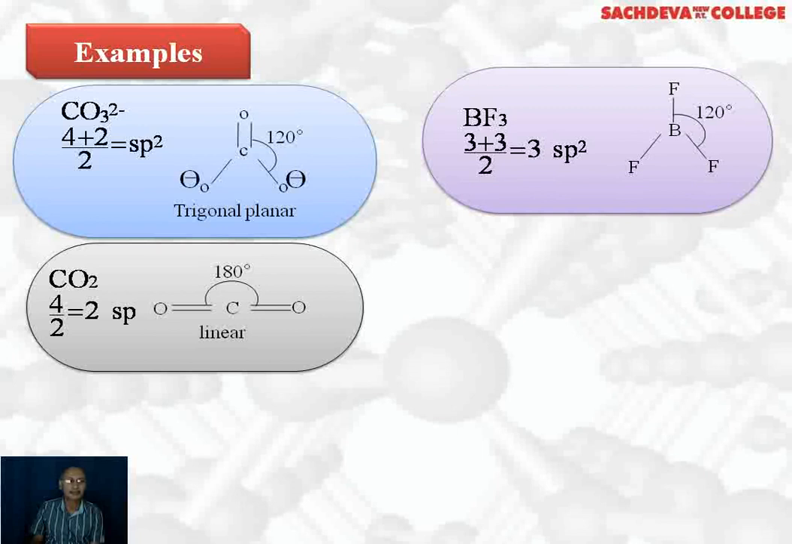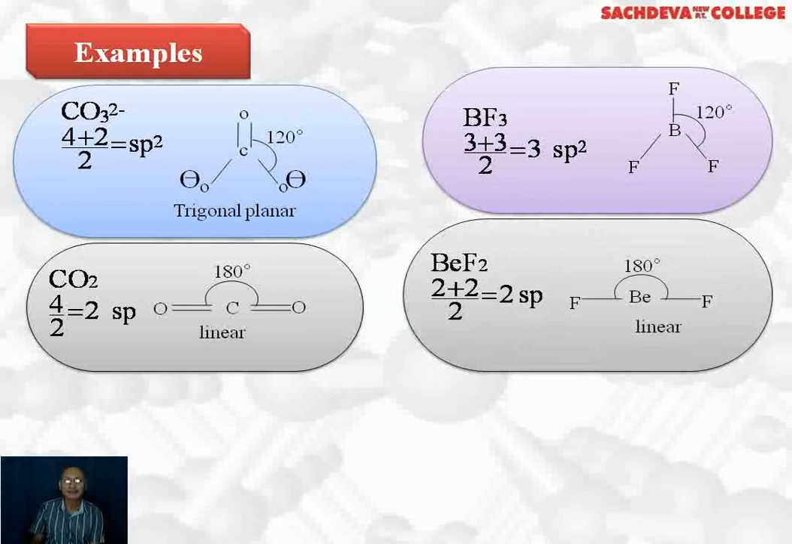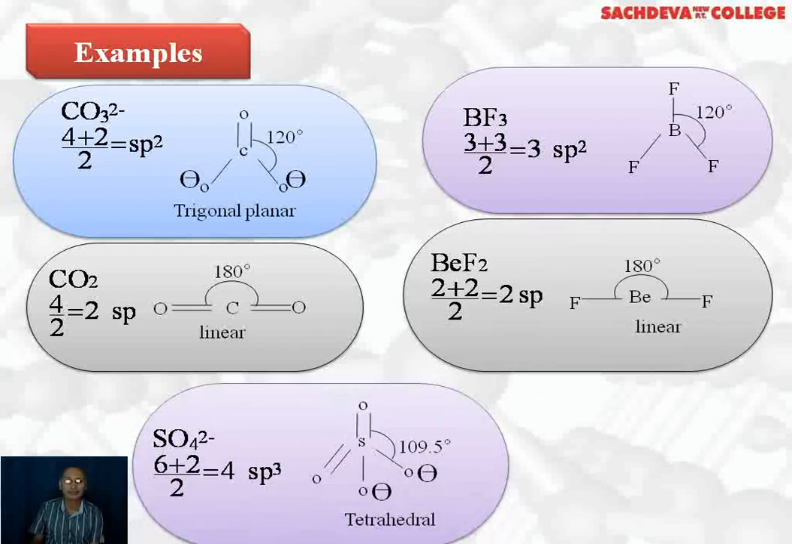The next molecule we are taking is carbon dioxide. In carbon dioxide, the central atom is carbon with 4 valence electrons, oxygen we do not take, divide by 2, we get 2, sp hybridization. CO2 is a linear molecule with bond angle 180. BeF2: beryllium has 2 valence electrons, we add 2 fluorine atoms, 4 divided by 2, we get 2, it is sp hybridization. BeF2 is also a linear molecule.